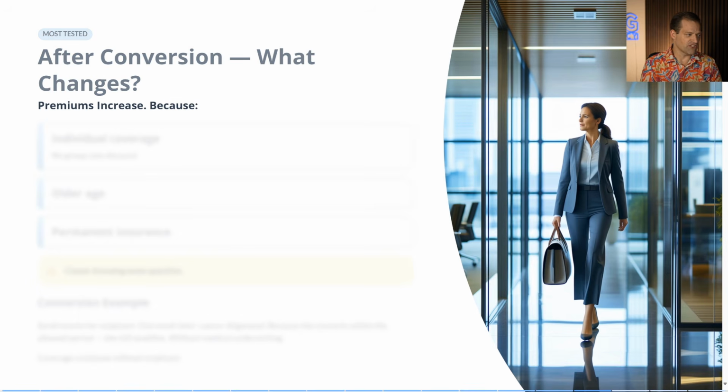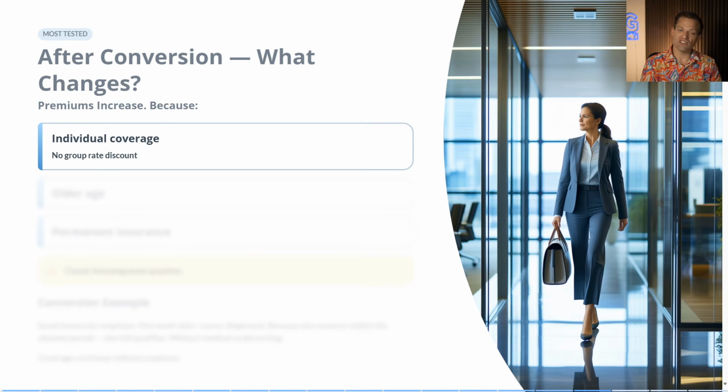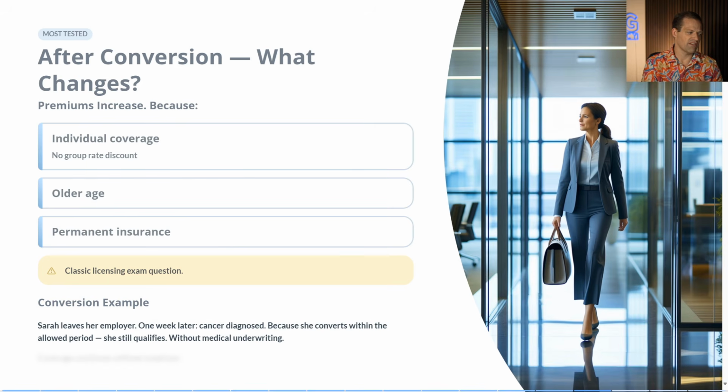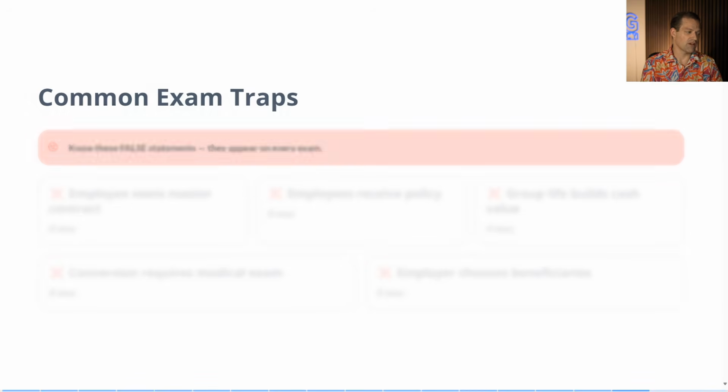So after conversion, what changes? Typically the premiums increase because the individual coverage is not at the group rate discount. They're at an older age, and it may be converted to permanent coverage. So this is a classic licensing exam question. Just because you can convert it doesn't mean it's going to be exactly the same. We have Sarah leaving her employer in this example. She has a diagnosis of cancer. She converts it. She still qualifies without medical underwriting, and her coverage continues without the employer. But all of this may change, like the amount of coverage, et cetera, or the premium.